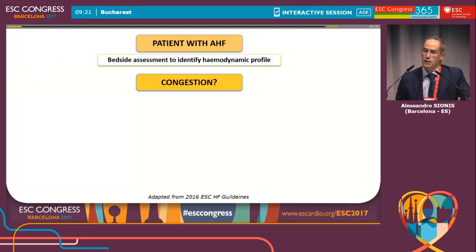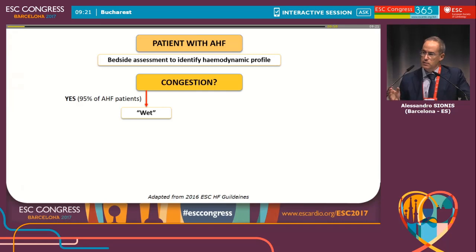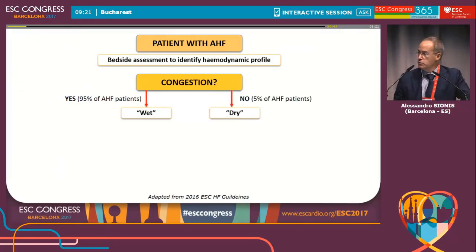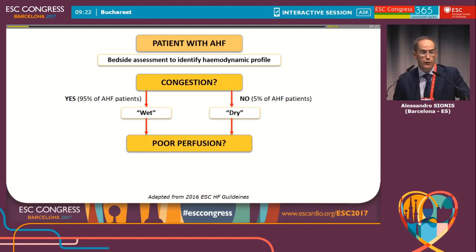The first one is, does my patient have congestion? And we'll talk about symptoms and signs of congestion later on, but if the answer is yes, and the answer is yes in the vast majority of patients with acute heart failure, we'll call our patient wet. And if he doesn't have any signs or symptoms of congestion, then we'll call our patient dry. And the next question that we'll have to ask ourselves is, does my patient have poor perfusion? Now, this is trickier to assess, but again, I'll show you again the table. We have some ways of assessing symptoms and signs of poor perfusion.